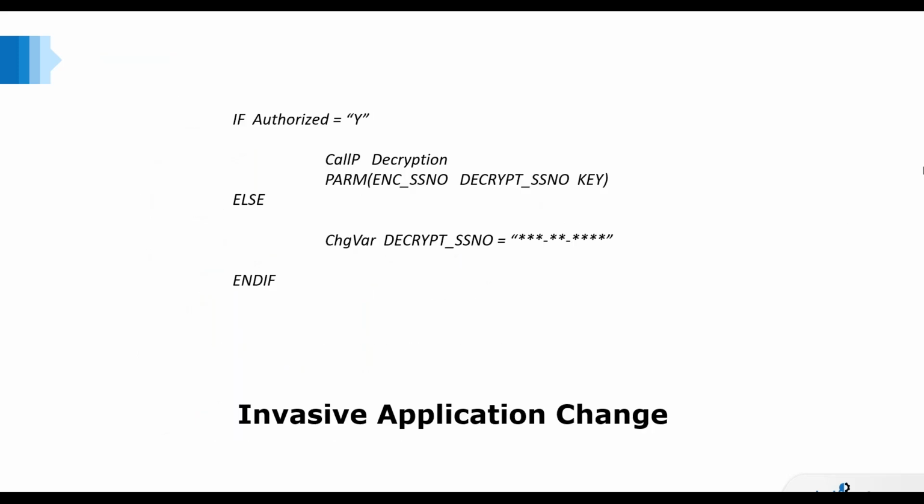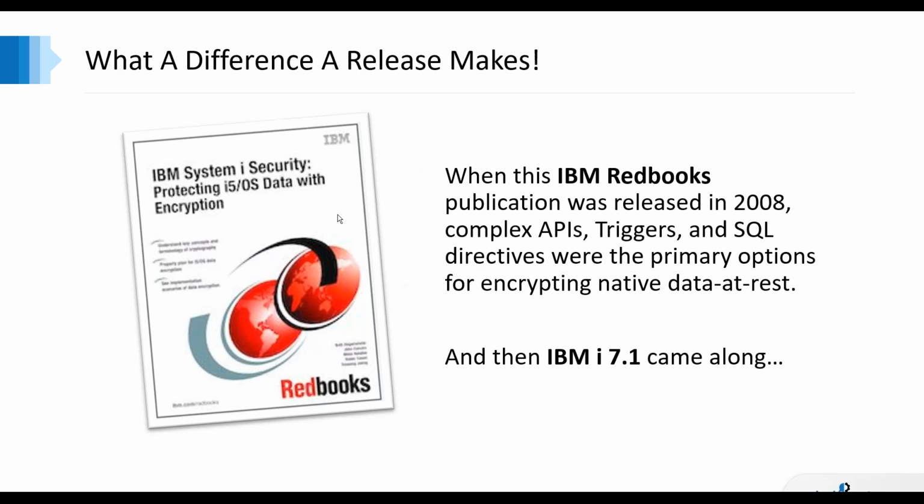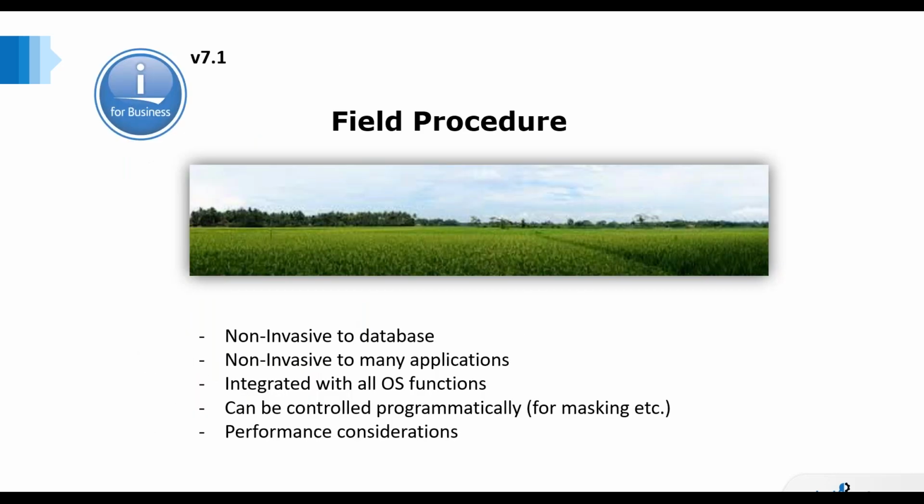And that was back at v7.r1. When that came along, they added what are called field procedures. So unlike the APIs and triggers, no changes need to be made to the database structure when you're using a field procedure. The field length itself is not impacted, making it more accessible to the average user or shop. It's also not invasive to most applications. Because that data appears the same to the application, it doesn't need any accommodation.